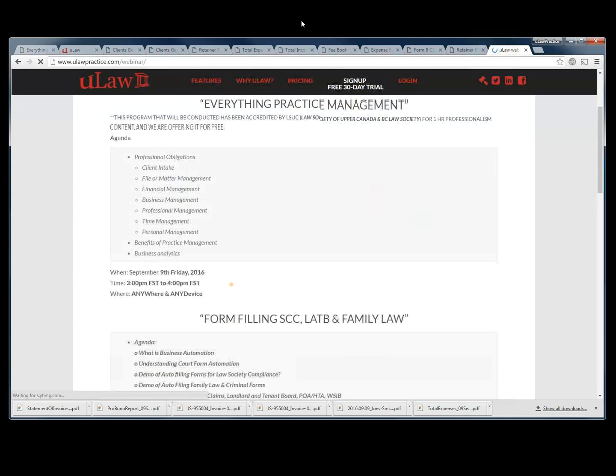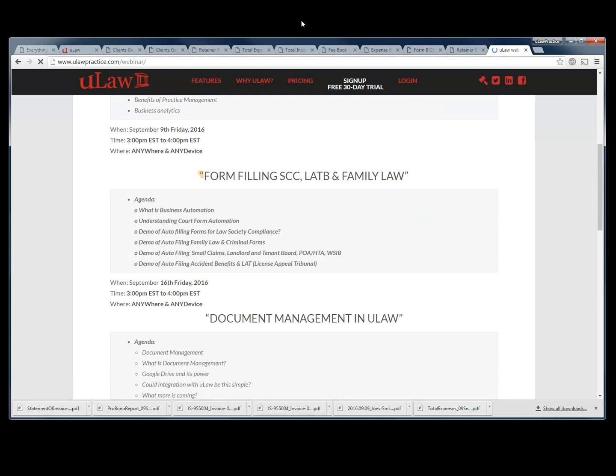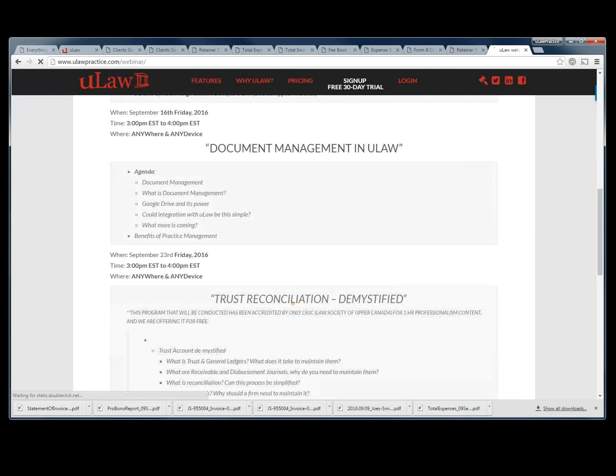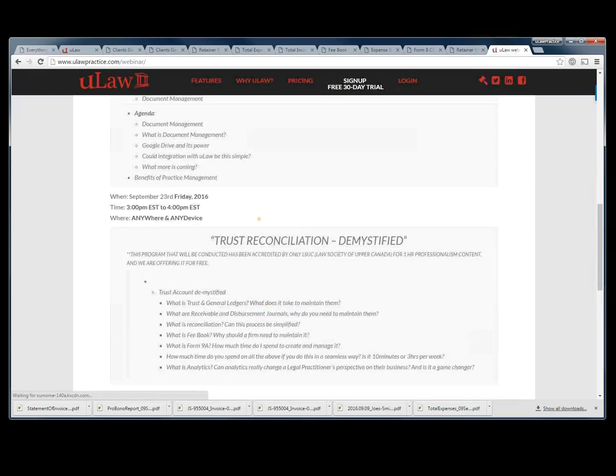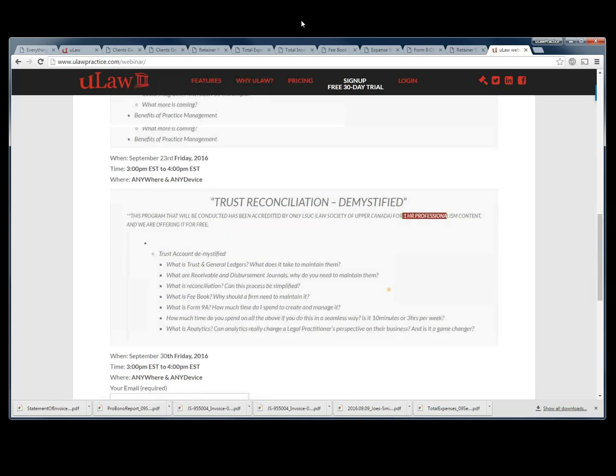The next few are more regarding our software. They are not CPD. We have one very specifically on form filling. We have one on document management. We have one on trust reconciliation demystified. We'll be specifically talking about trust accounting. That's a 1-hour professionalism credit just for Ontario.